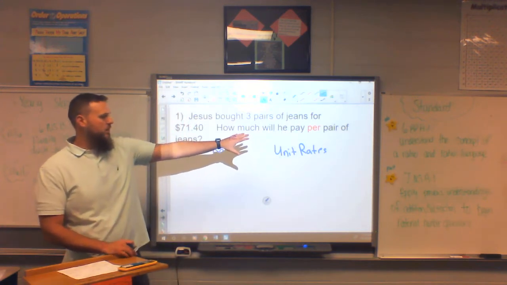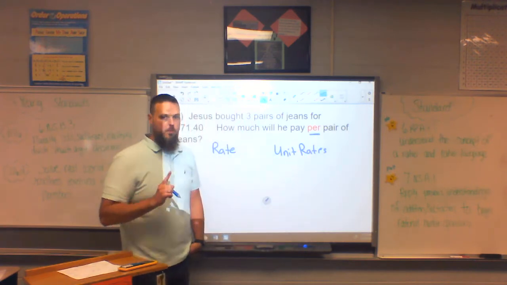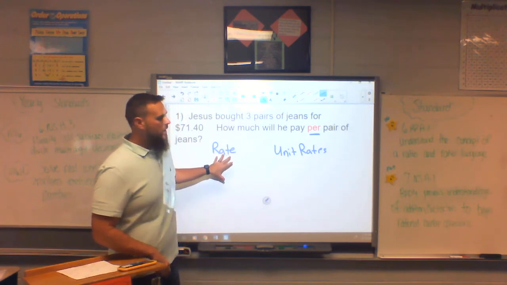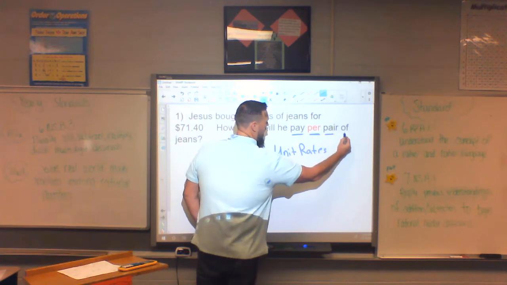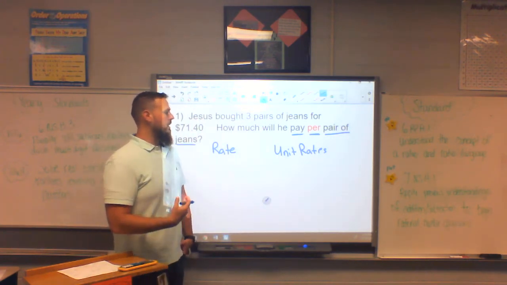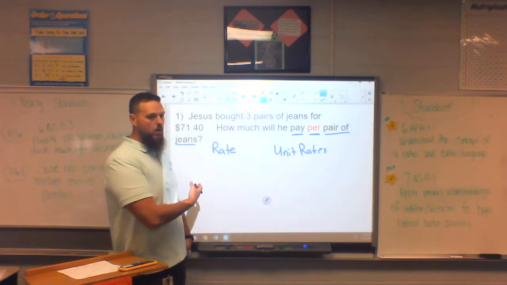So Ms. Brewell did a great job here. She highlighted the word per. That's super important. That's what I'm looking for, because this right here tells me how to set up my rate. Now it says how much will he pay per pair of jeans, right? So pay comes first, just like in ratios. The first word that comes first is super important. That's what always comes first in our ratio, so that's what comes first in our rate.